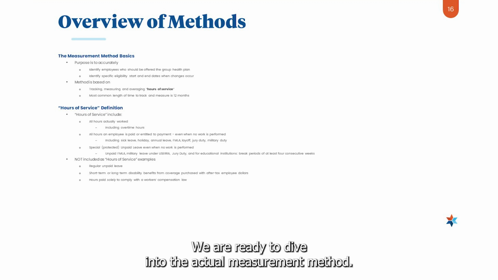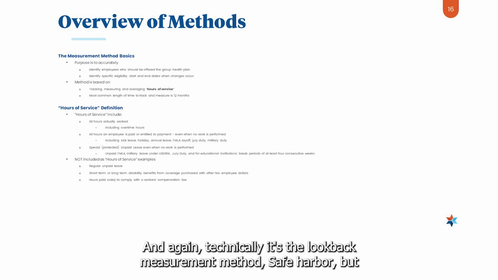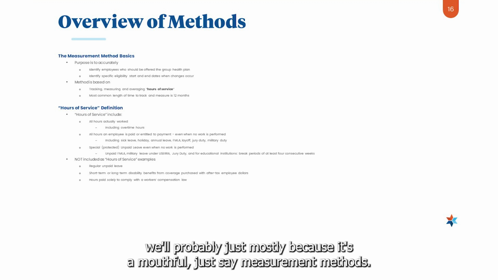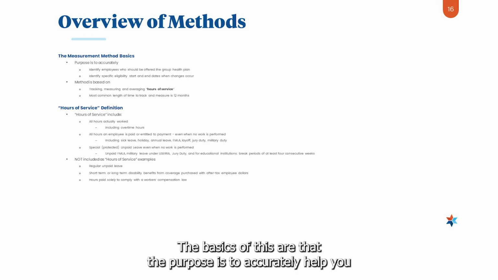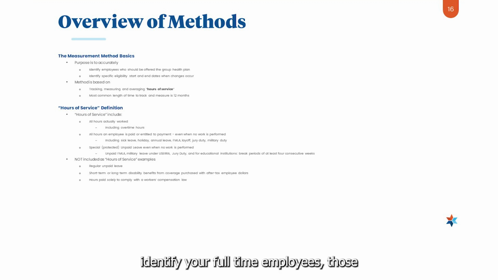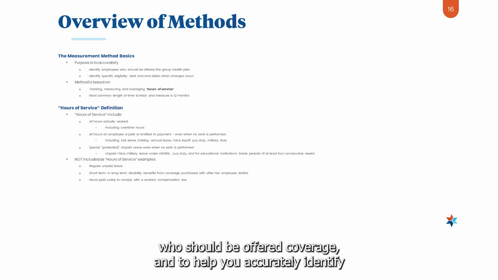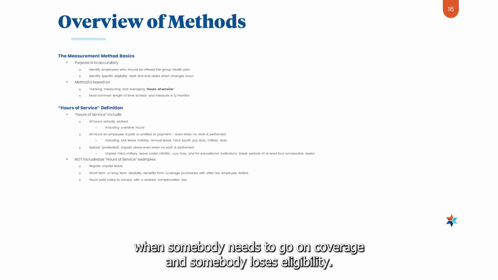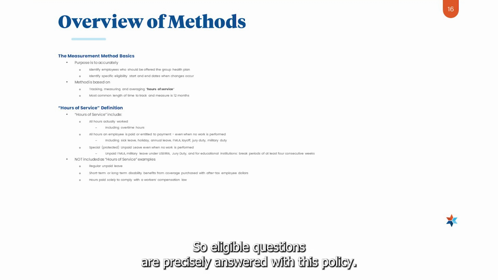Okay, we are ready to dive into the actual measurement method. And again, technically it's the look back measurement method safe harbor, but because it's a mouthful, we'll probably just mostly say measurement methods. The basics of this are that the purpose is to accurately help you identify your full-time employees, those who should be offered coverage, and to help you accurately identify when somebody needs to go on coverage and somebody loses eligibility. So eligibility questions are precisely answered with this policy.